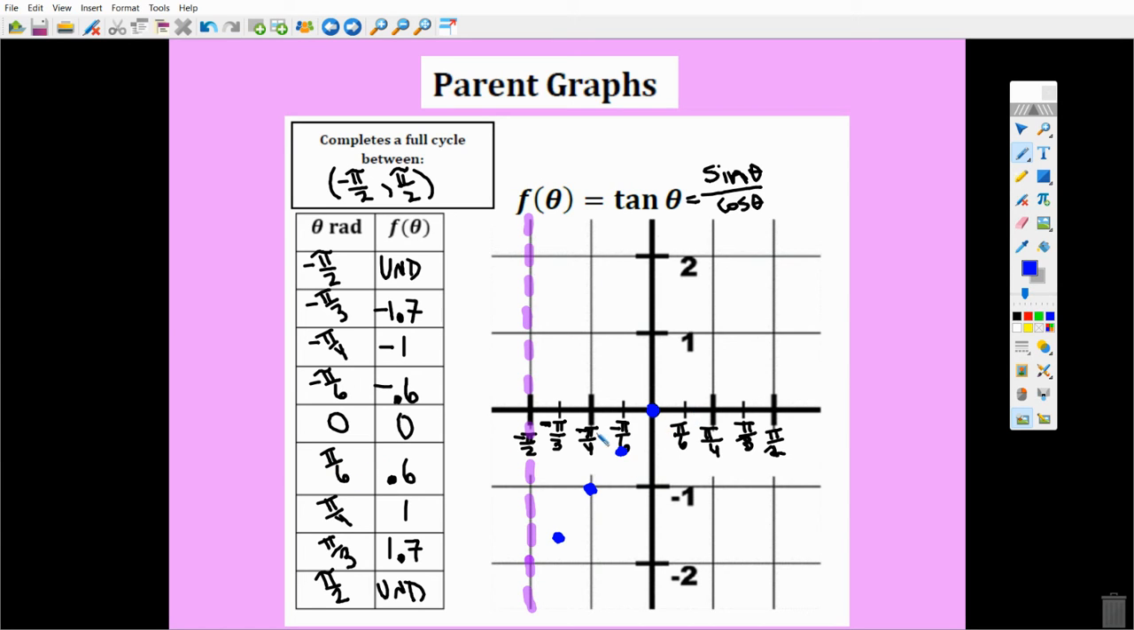At pi over 6, it's 0.6. So a half is here, so a little bit more than that. Pi over 4, it's 1. Pi over 3, it's 1.7, so about right here. And then at pi over 2, it's back to undefined, so I draw my dashed line.